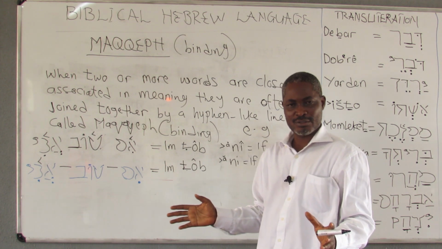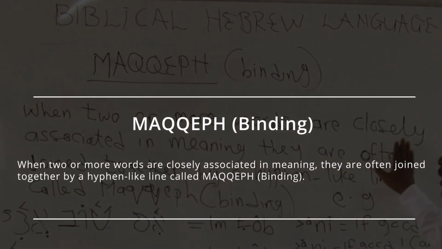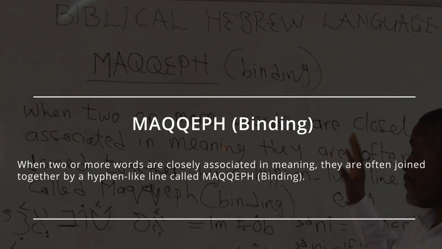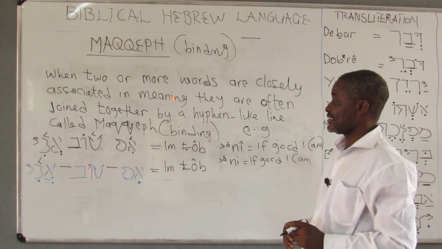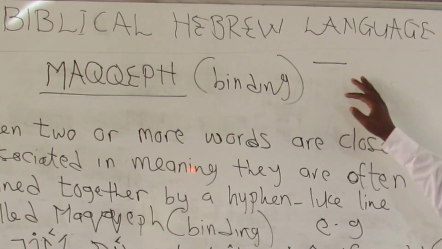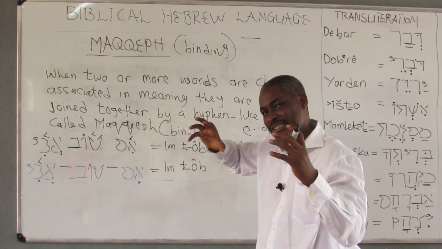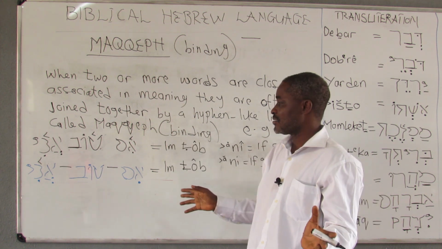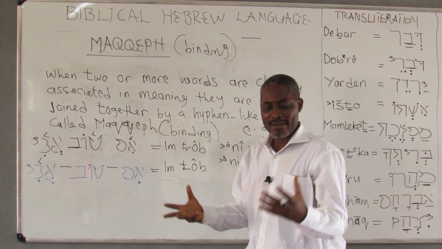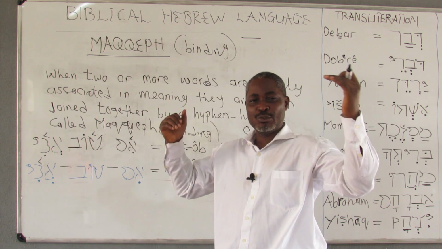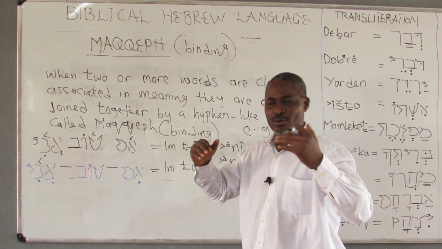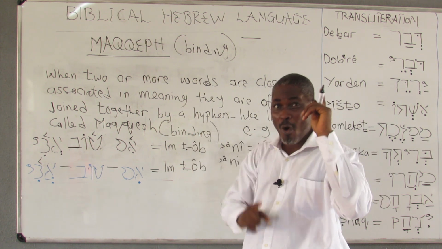Maqqeph occurs or is used when two or more words are closely associated in meaning. They are often joined together by a hyphen-like line called Maqqeph, or binding. This is the sign of a Maqqeph. And while you read, you see it and you are wondering, what is this line doing in between words? You don't have to be confused. It is just there to join words together. Now, when two or three more words are associated in meaning, the Maqqeph appears in between them to join them together. Those three words now become just one compound word.